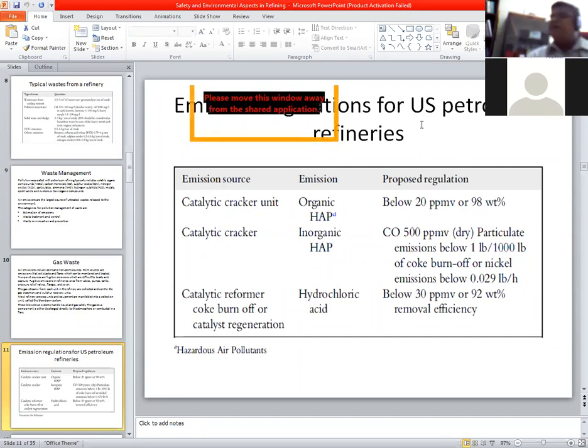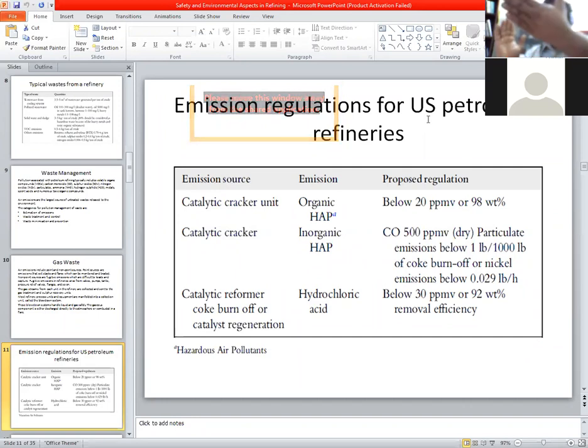These are as per US regulations. It may vary in some countries, but these are the ranges. Almost these are the things. So the pollutants can also be divided into organic and inorganic. Organic should not be higher than 20 ppmv. Inorganic, up to 500 ppmv is still allowable.